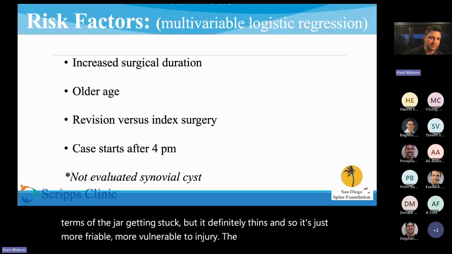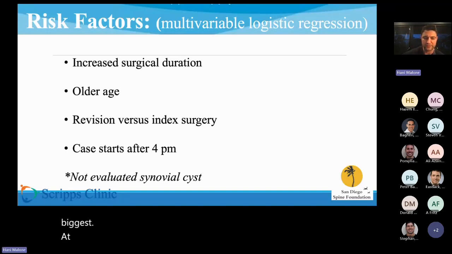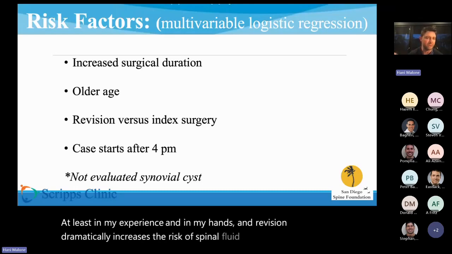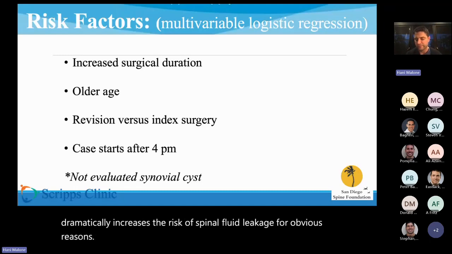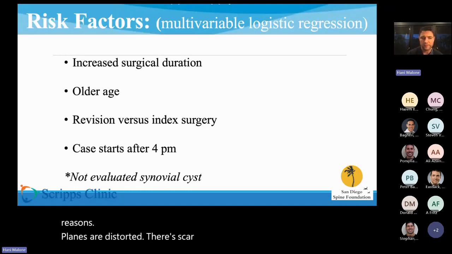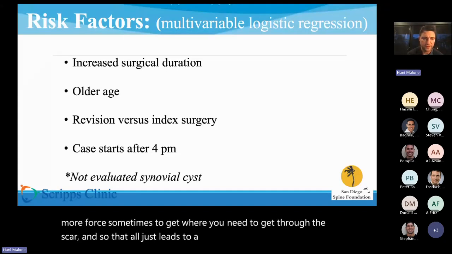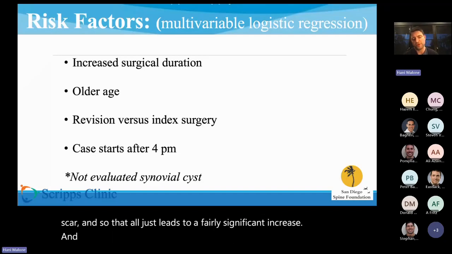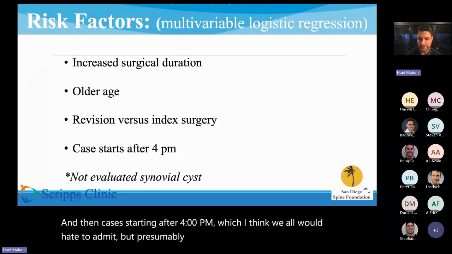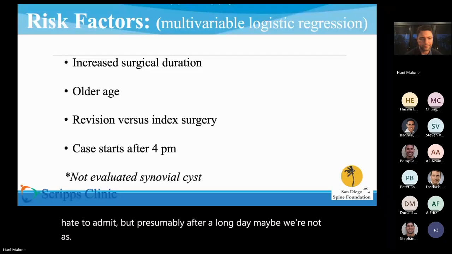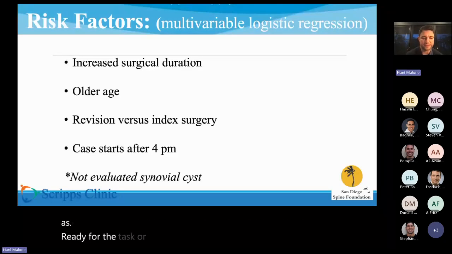The third is probably the biggest, at least in my experience and in my hands. Revision dramatically increases the risk of spinal fluid leakage for obvious reasons. Planes are distorted, there's scar, there's adherence. It requires more force sometimes to get where you need to get through the scar. And so that all just leads to a fairly significant increase. And then cases starting after 4 p.m., which I think we all would hate to admit, but presumably after a long day, maybe we're not as ready for the task, or tired, or fatigue plays in.